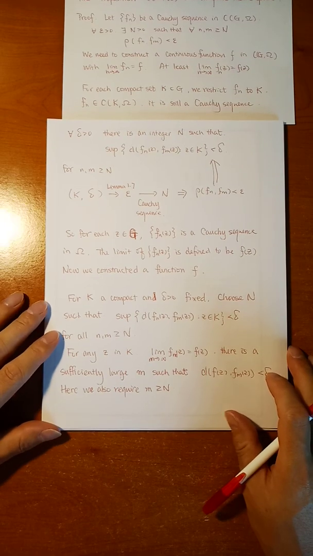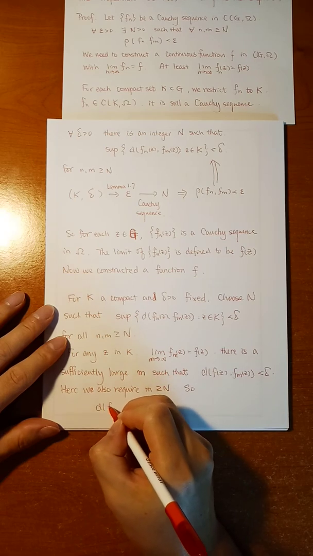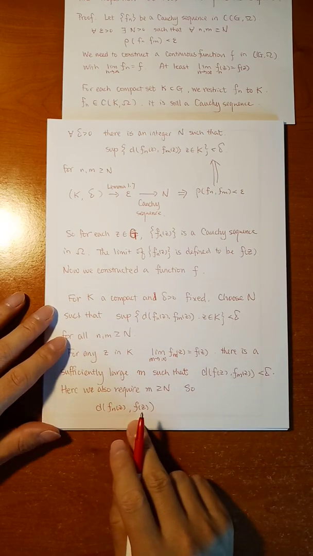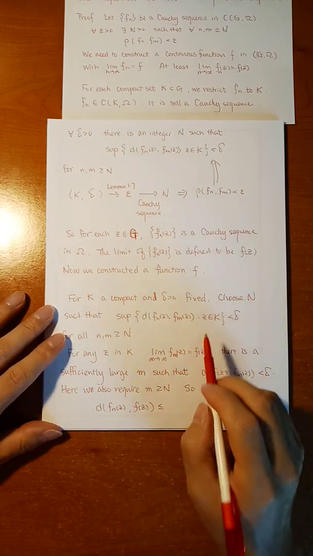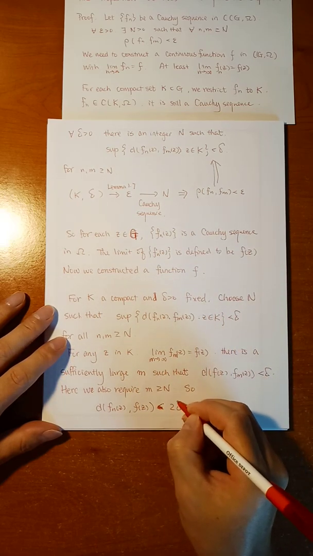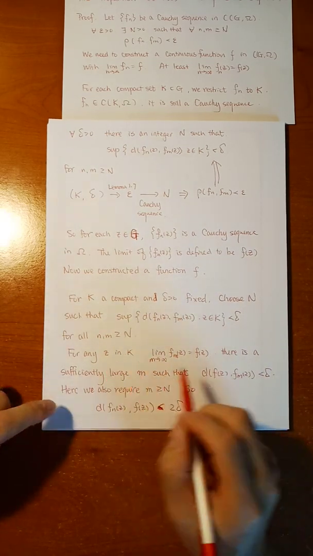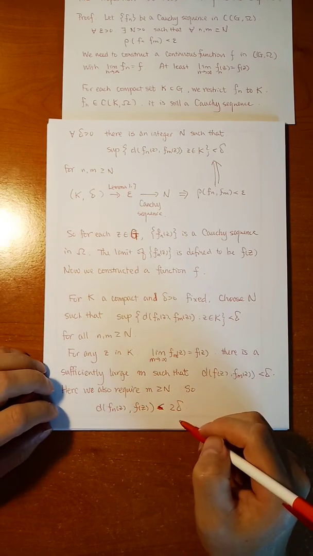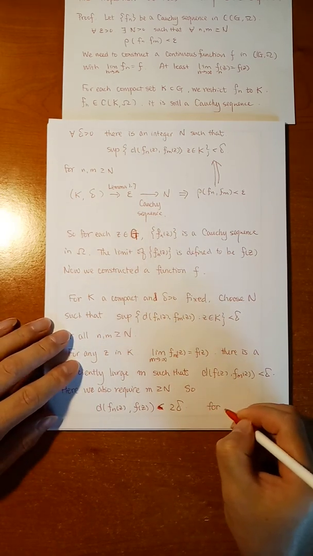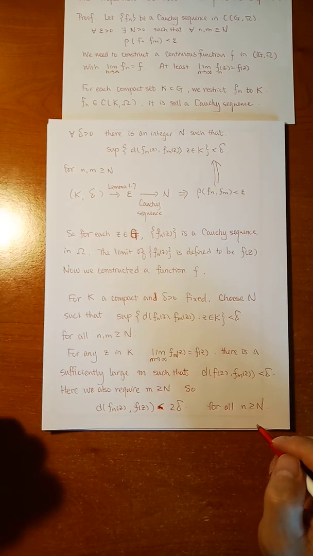All right, so the distance between Fn of z and f of z, by the triangle inequality, we know it's less than, so here the supremum is less than delta, here is less than delta, so it's less than twice delta. For every point z in K, this distance is always less than twice delta. And this works for all n greater than or equal to capital N.